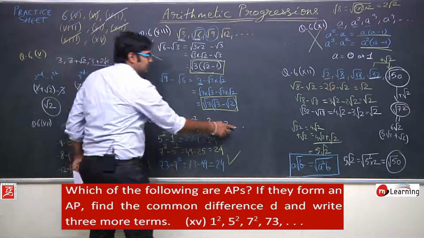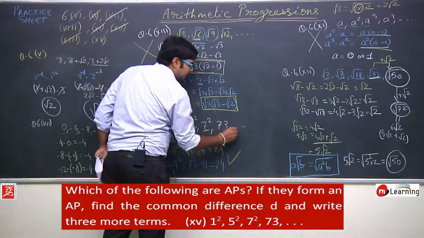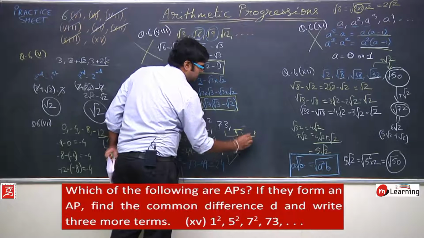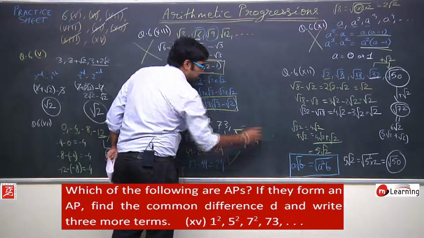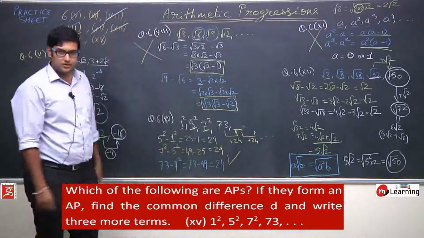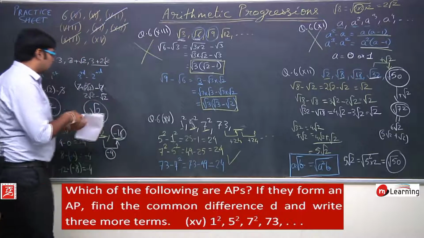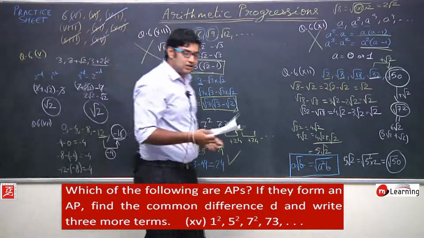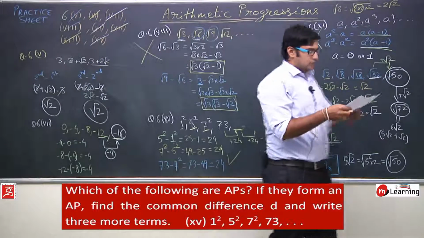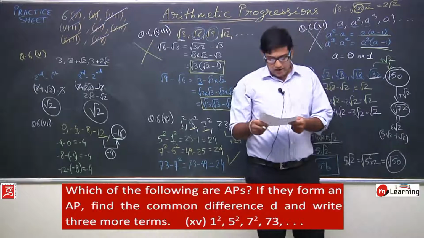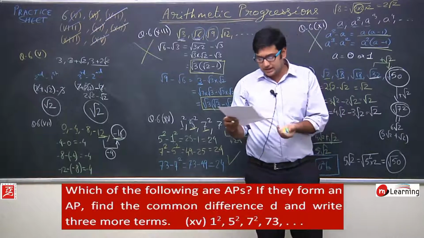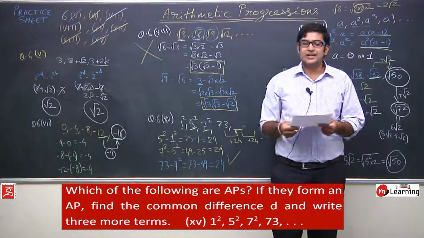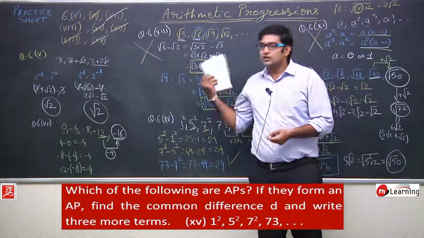So what will be the next term after 73? Just add 24. You will get the next term, then again add 24, you will get the next term, and so on. Okay. So in this manner you need to solve question number 6. I have discussed all the important parts of question number 6. Rest of the parts you can solve, and from next class we will discuss new concept, that is the concept of general term of an arithmetic progression. Okay. So you can note this.